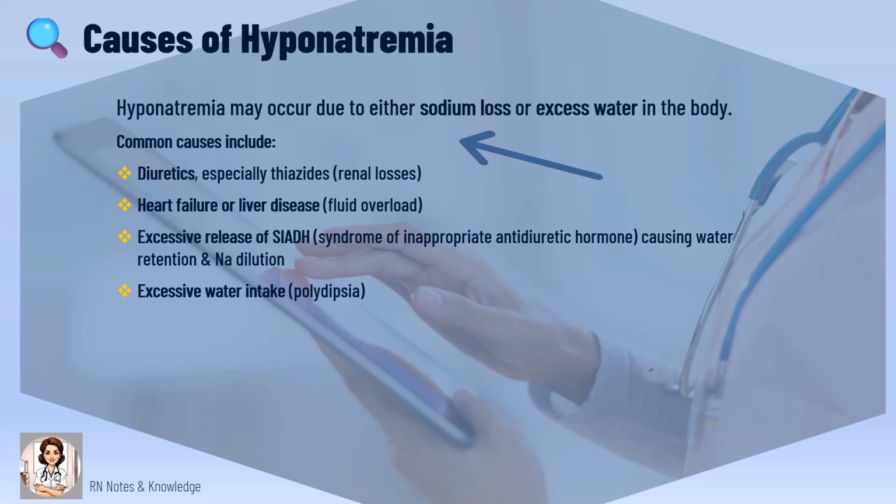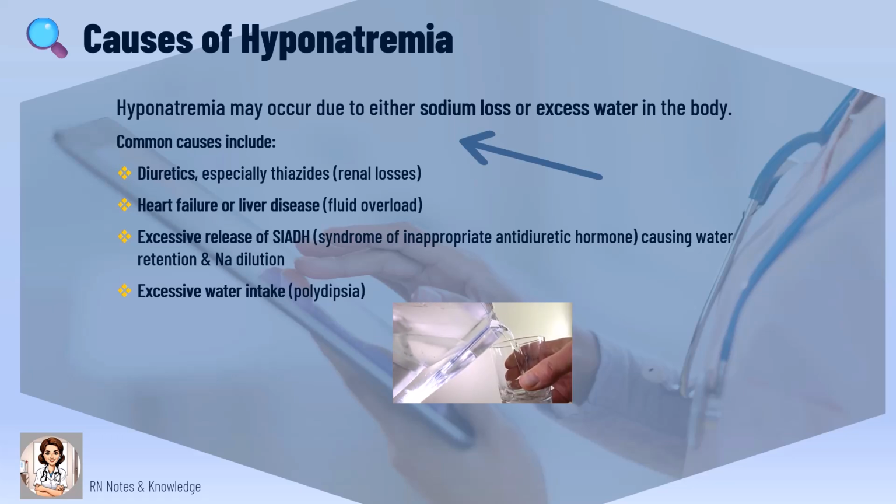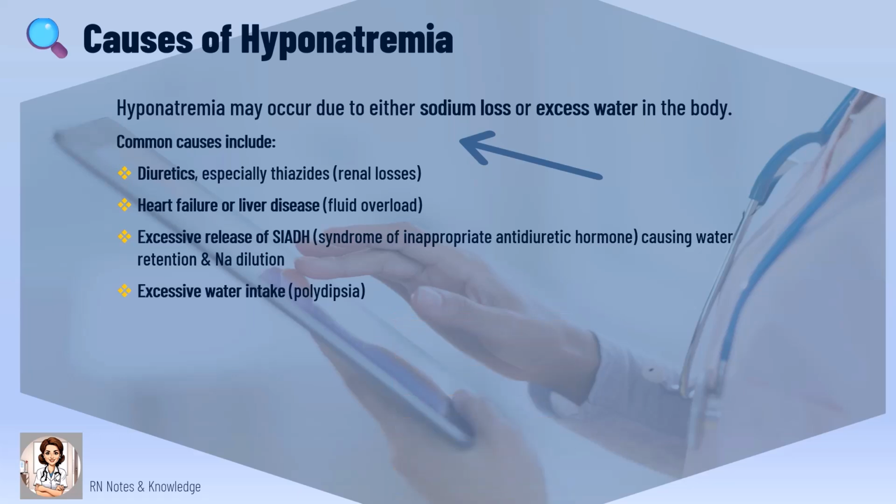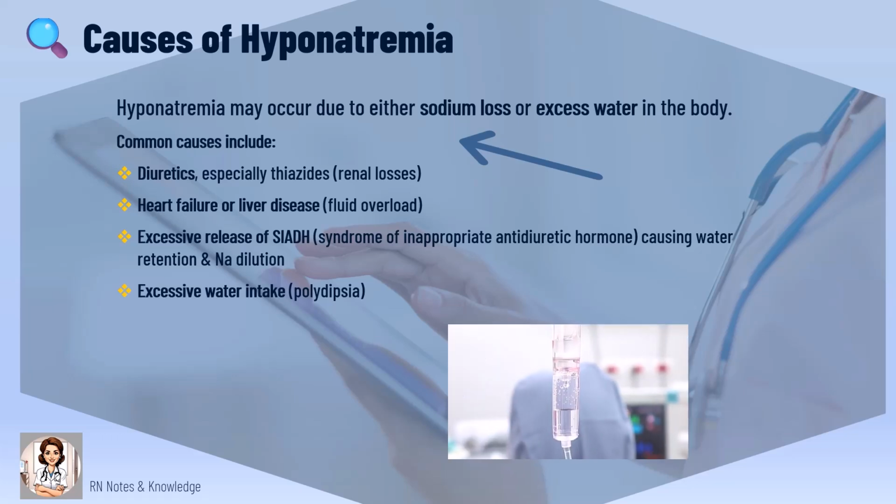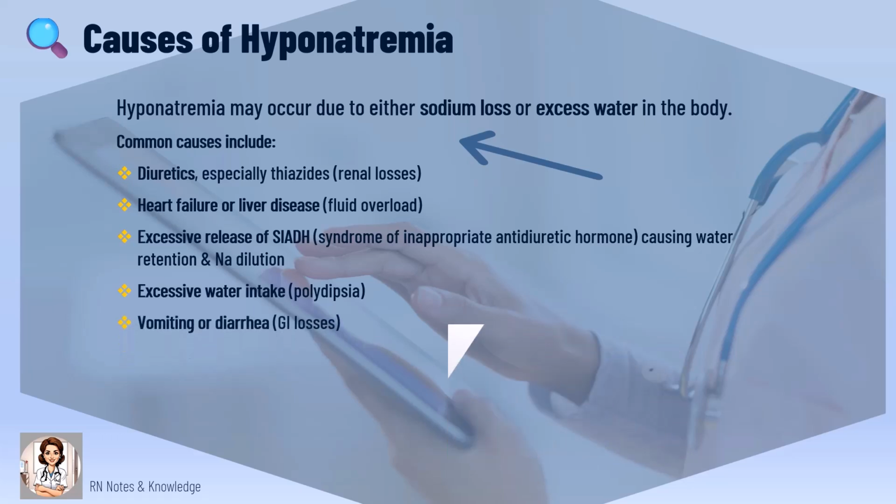Excessive water intake, also called polydipsia. You can have dietary changes. Drinking large amounts of water will dilute extracellular fluid, leading to hyponatremia. You can have a low sodium intake over several months. This can lead to hyponatremia. If hospitalized, administration of continuous IV fluids such as D5W can dilute extracellular fluid, which can lead to water intoxication.